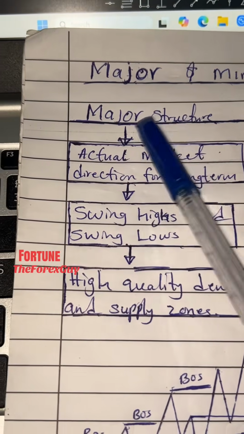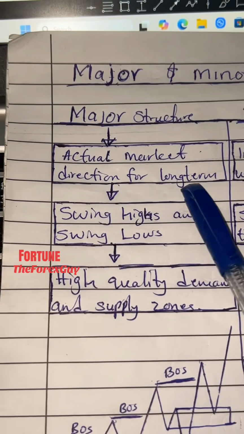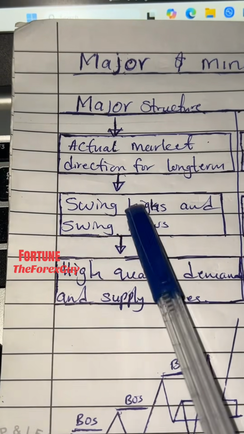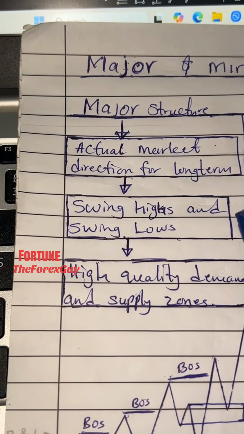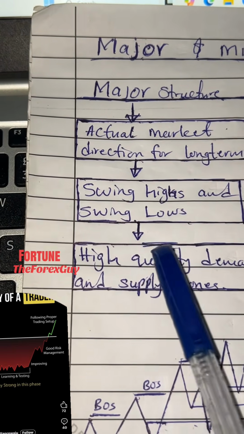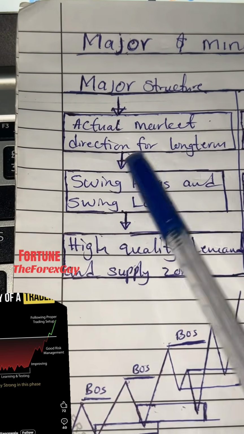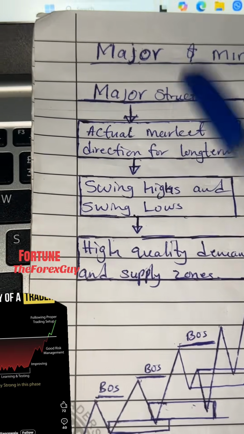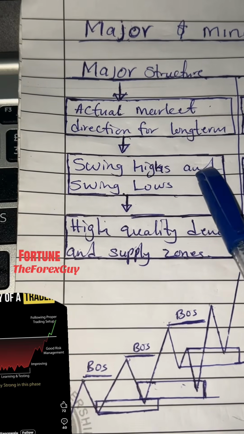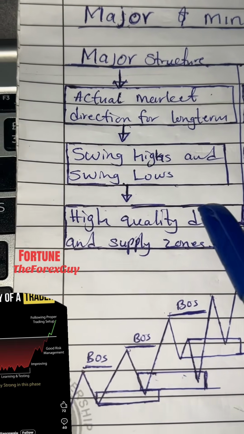Now, when we talk about major structure, your major structure is simply the actual direction of the market for a long term. Mark this, for a long term. It shows you potential swing highs and swing lows, that is, major swing highs and swing lows. And lastly, high quality demand and supply zones. Your major structure gives you the overall direction of the market for a long term. It comprises major swing highs and swing lows, and this is where you can find your highest quality demand and supply zones.